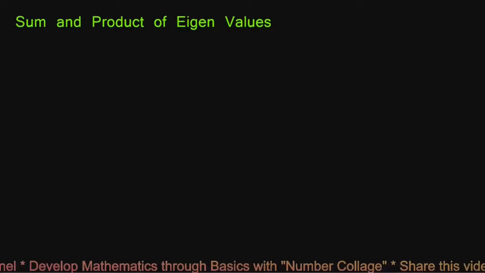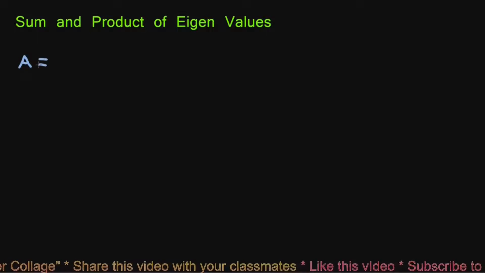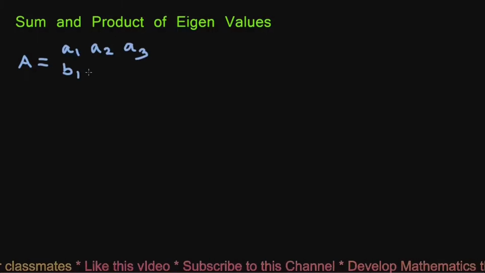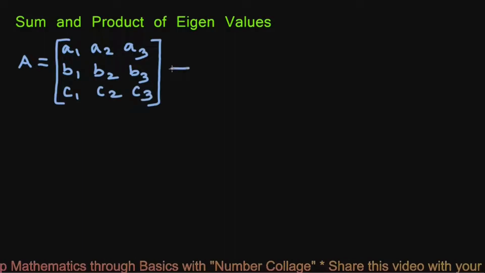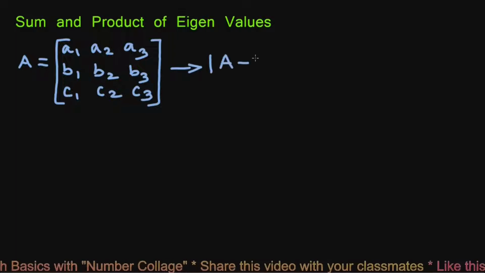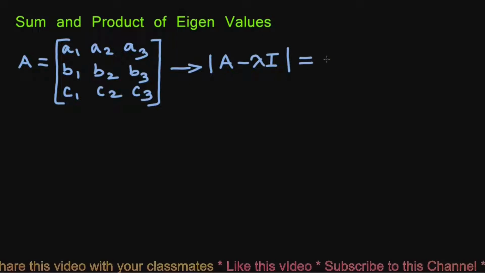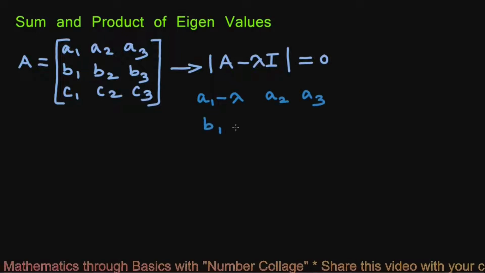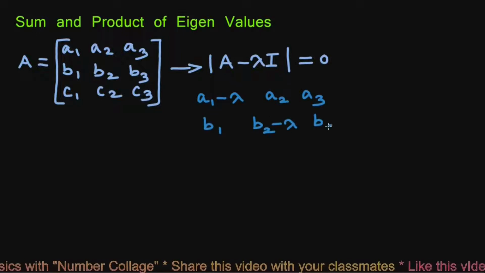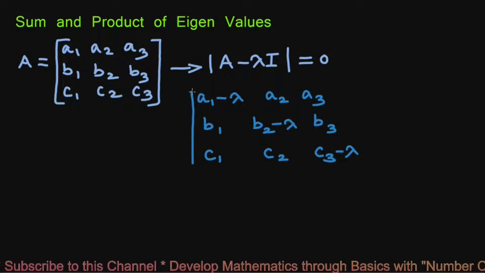Let us understand what is sum and product of eigenvalues. For that, let us consider matrix A of order 3, [a1, a2, a3; b1, b2, b3; c1, c2, c3]. Its characteristic equation will be determinant A minus lambda I, where lambda is a non-zero number, equals 0. This will be [a1 minus lambda, a2, a3; b1, b2 minus lambda, b3; c1, c2, c3 minus lambda]. We will equate this determinant to 0.